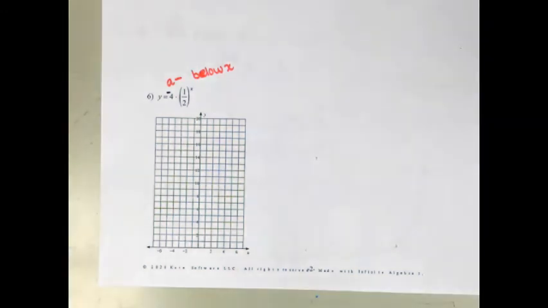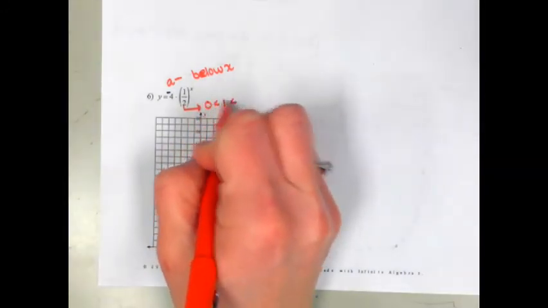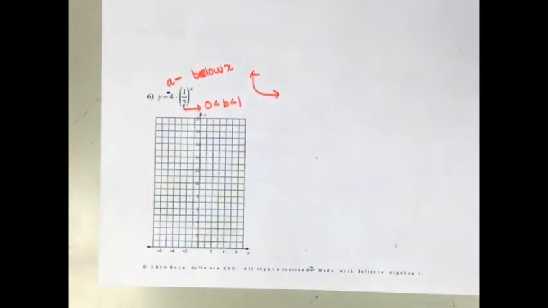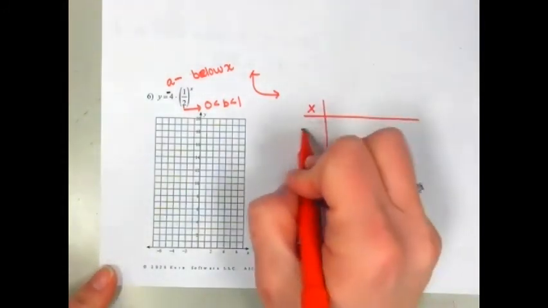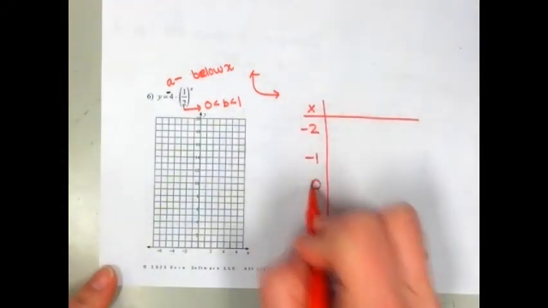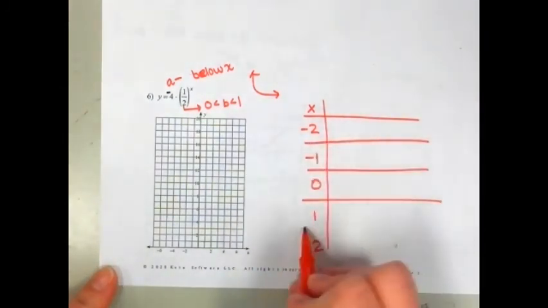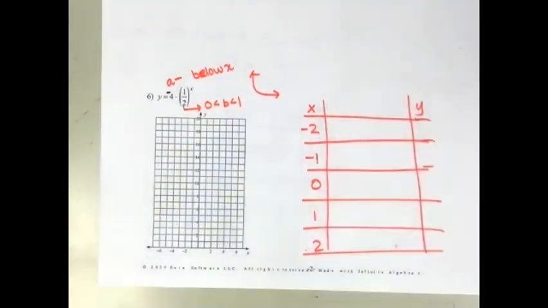All right. Now, b is between 0 and 1, right? So we know it's going to go in this direction, right? If it was greater, it would go the other direction, right? Okay. So now, making our table, again, what values do I pick? -2, -1, 0, 1, and 2.